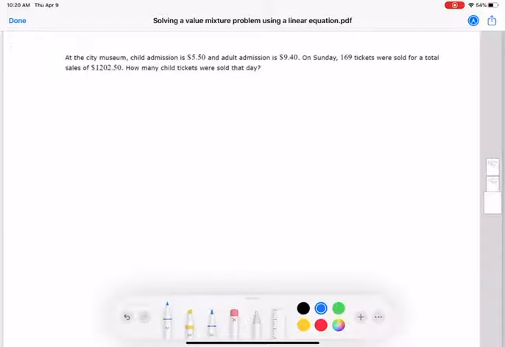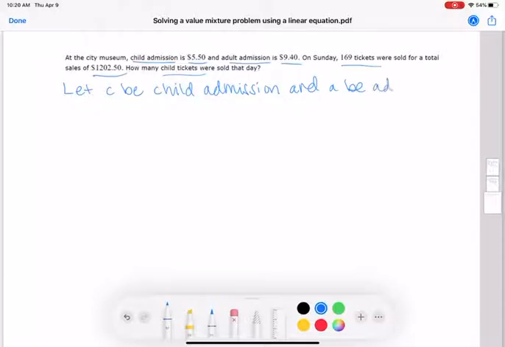So we have at the City Museum, child admission is $5.50, adult was $9.40. On Sunday, 169 were sold for a total of $1202.50. And they want to know how many child tickets were sold that day. So go ahead and define our variables again. I just start with the same thing. C is child, A is adult. And once again, general and specific.